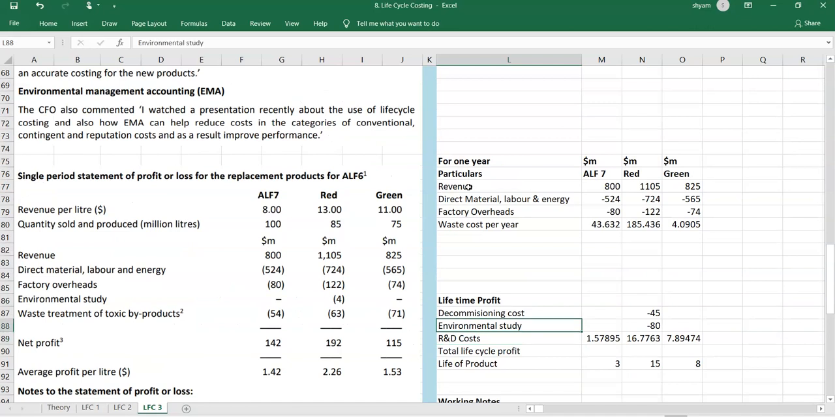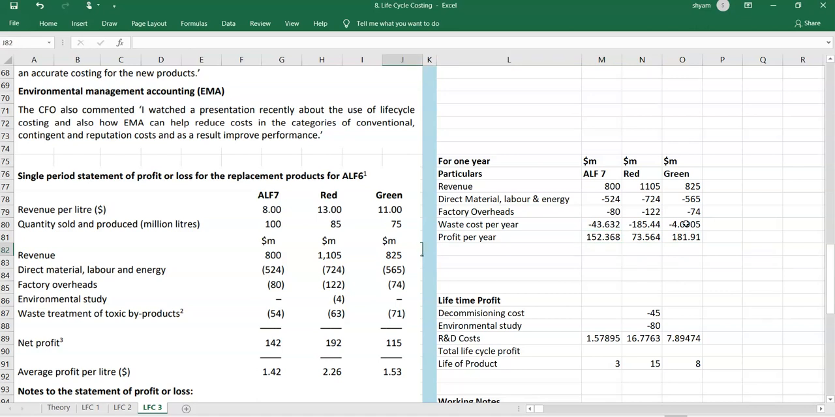So we have got all the numbers. We'll find out the profit per year. I think we can sum all the numbers. Let's see. Waste cost is also a negative number. So the sum is going to be, add all this, you will get your profit per year.